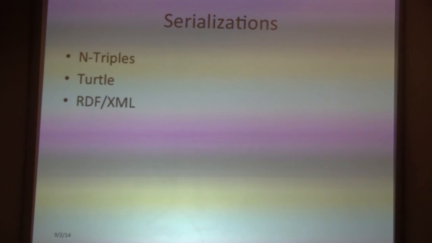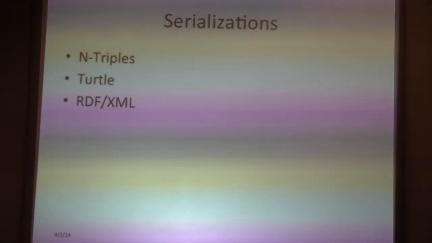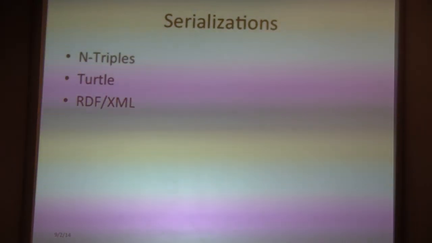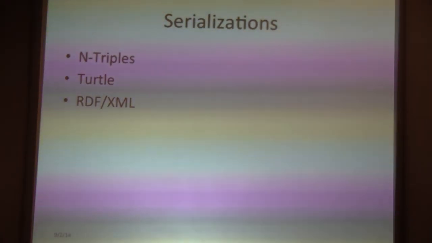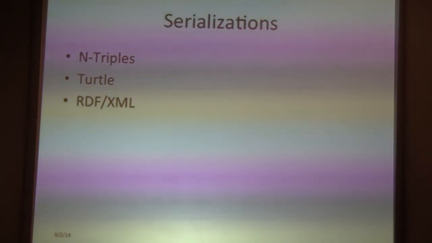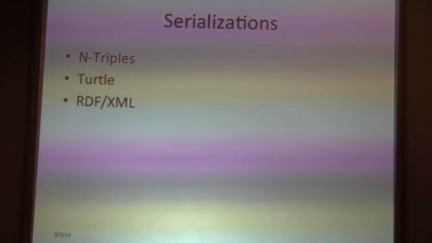N-Triples is the simplest format for RDF. It's very easy to read and write. But because it is so simple, it is not very efficient in space saving. Turtle is the preferable one for both reading and writing RDF triples.